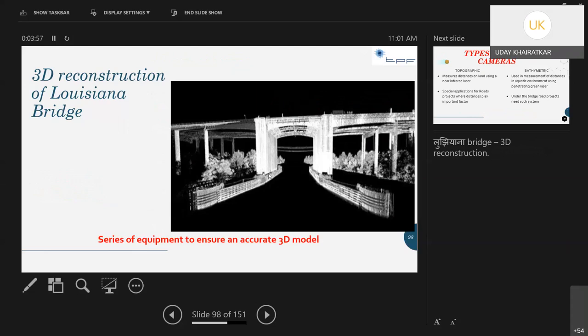So this is a 3D construction of a bridge, a photograph taken by a LiDAR.